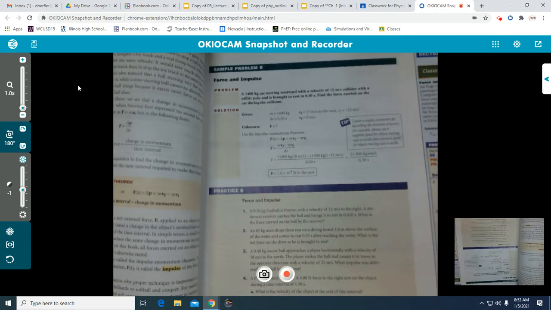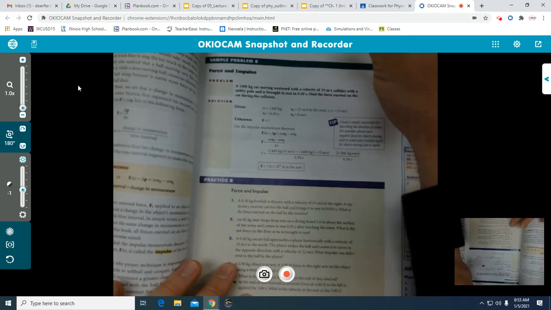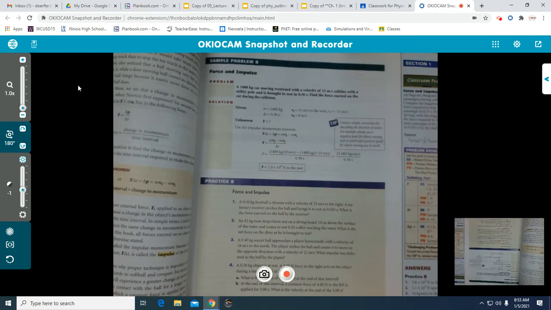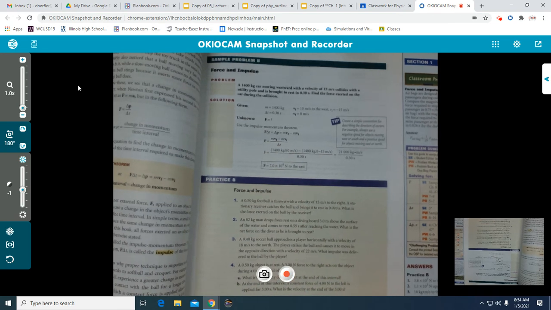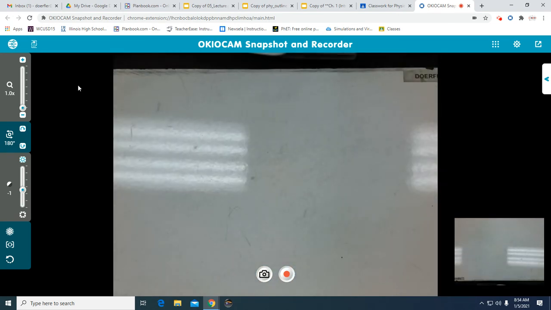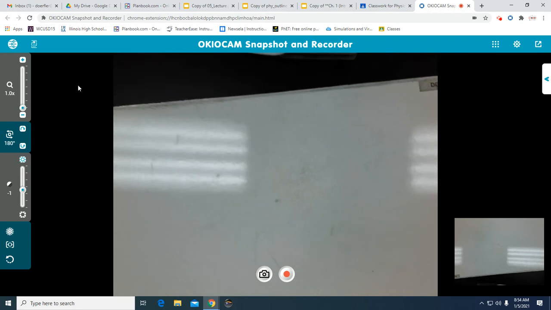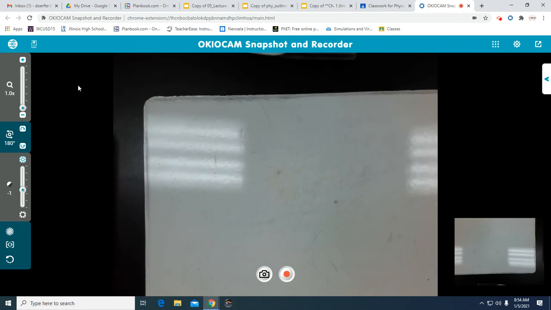Let's look at number 3 here. A 0.40 kilogram soccer ball approaches the player horizontally with a velocity of 18 meters per second to the north. The player strikes the ball and causes it to move in the opposite direction with a velocity of 22 meters per second. What impulse was delivered to the ball by the player? Okay, so what do we know?